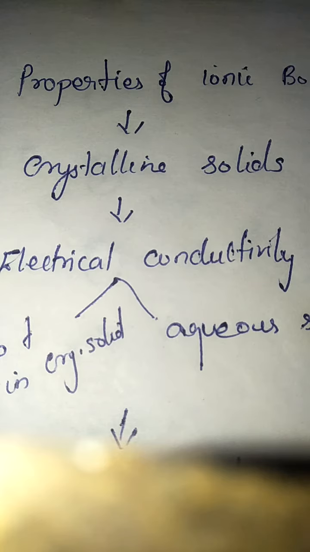So they form ions, cations and anions. We know that cations are positively charged and anions are negatively charged. Opposite charges always attract each other, so an electrostatic force is developed. This electrostatic force of attraction we call the ionic bond. Like that we studied in the last class.